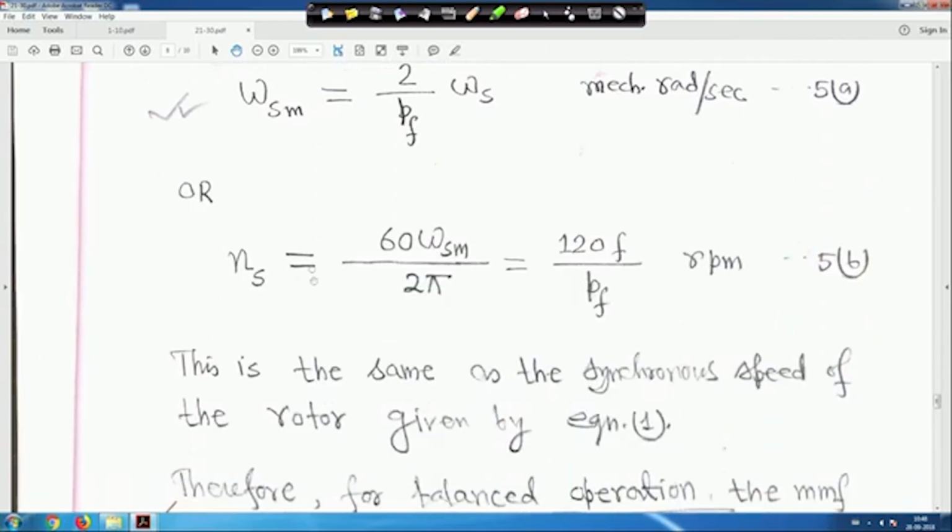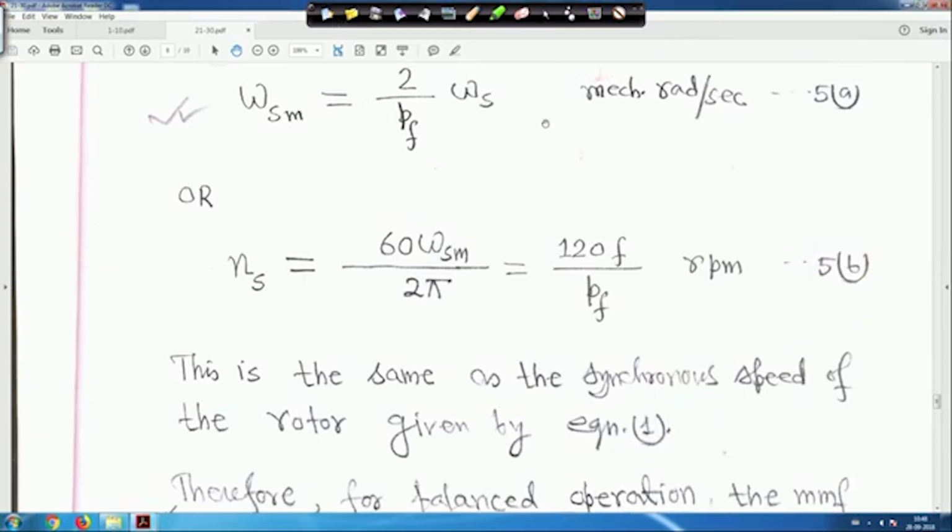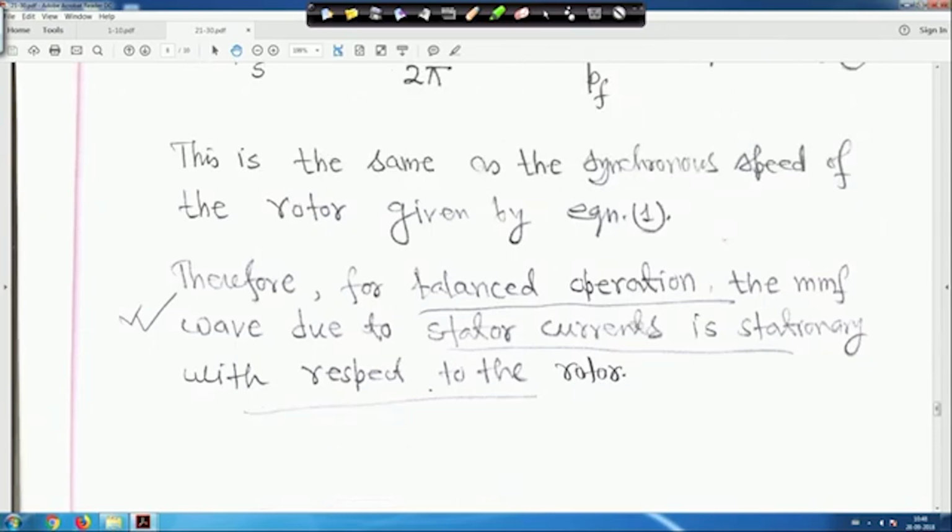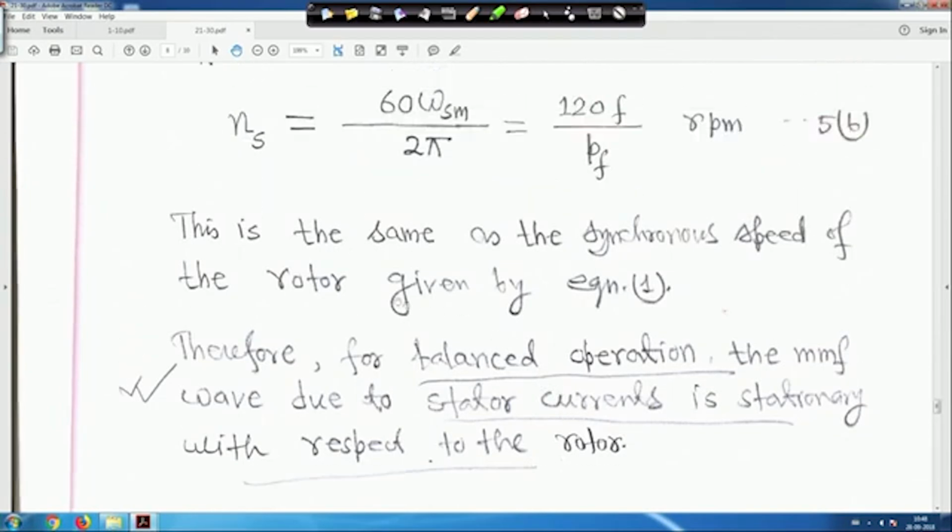So this is the same as the synchronous speed of the rotor given by equation 3. It should be equation 3, not 1. Therefore, for balanced operation, the MMF wave due to stator current is stationary with respect to the rotor, because both are moving at the same speed.